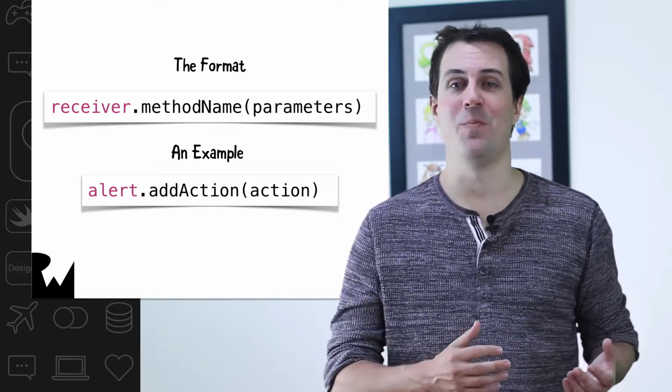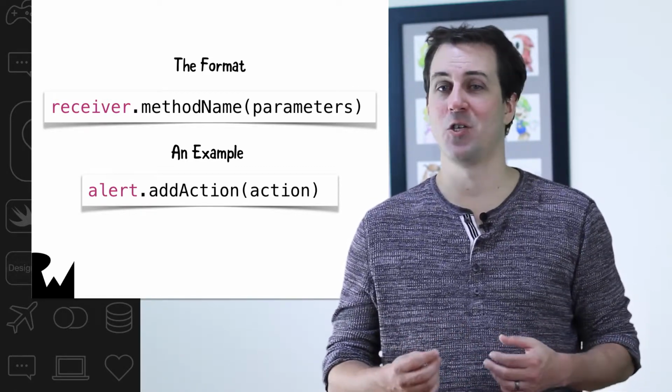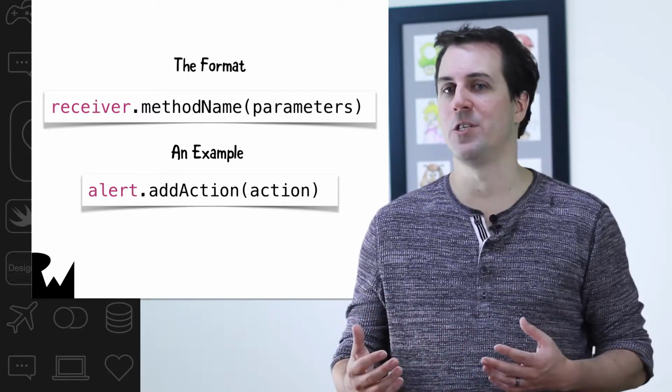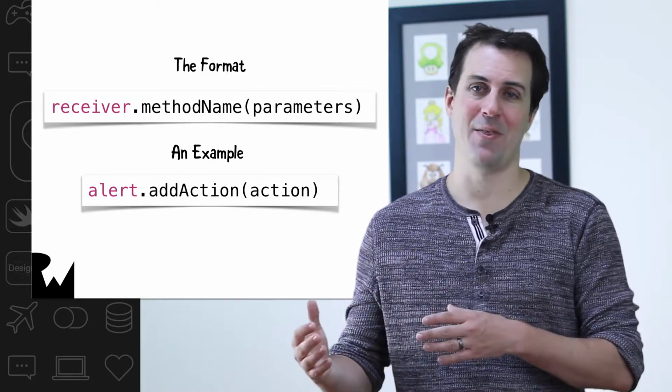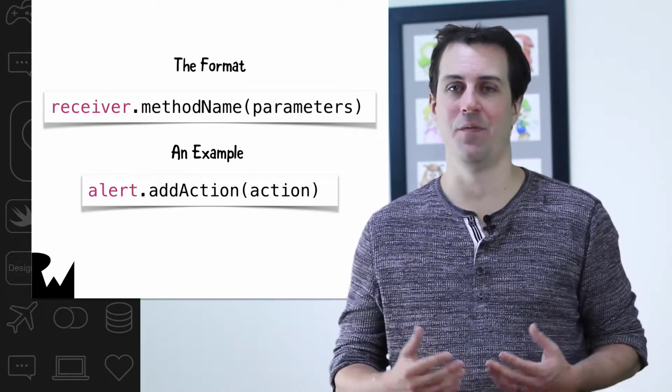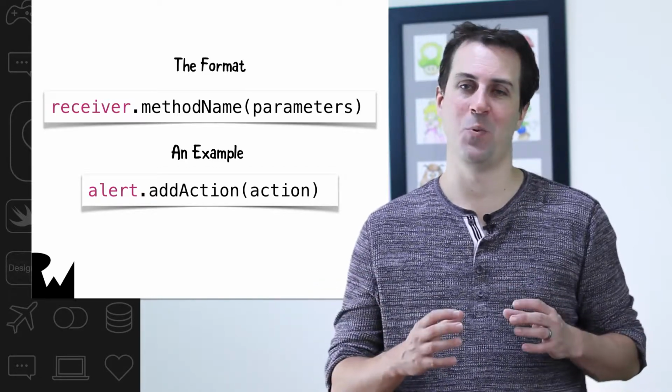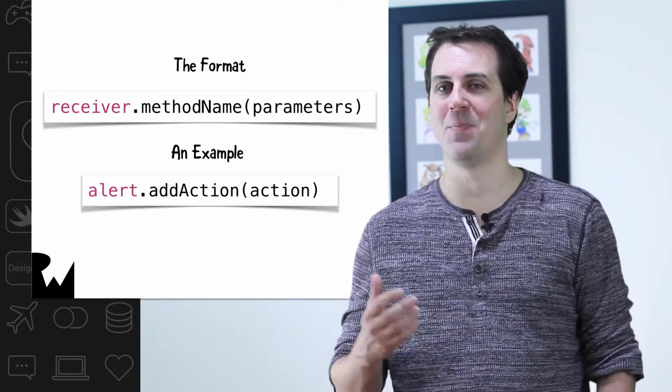Actually, you've already called several methods like this in your app, such as when you called the add action method on the alert controller. When you write code in Swift, a lot of what you'll be doing is calling methods on objects, because that is how objects in Swift communicate. I hope you can see the advantage of putting all of the code to start a new round into its own method. If you didn't, your code would look something like this.